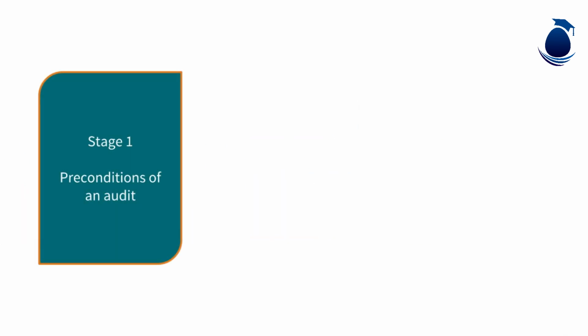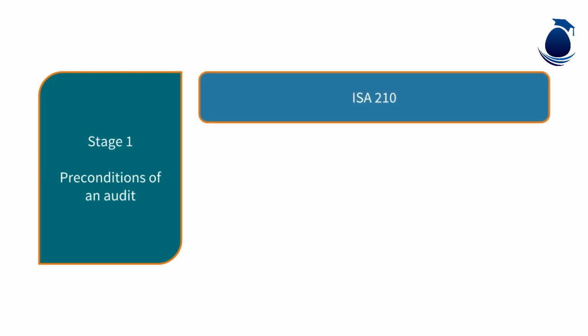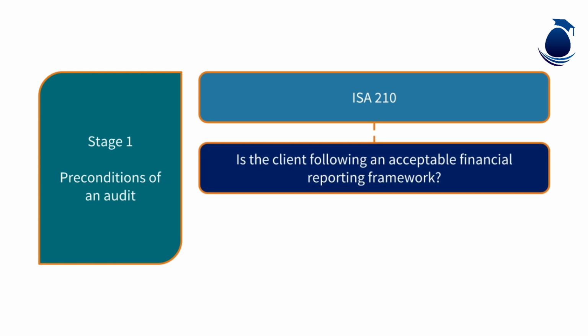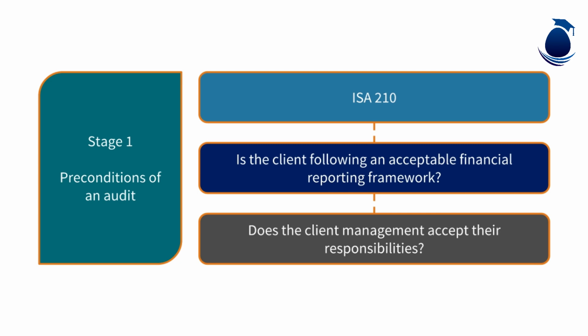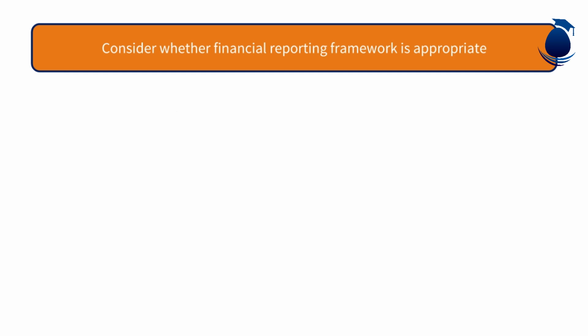Stage 1 is the preconditions of an audit. If the auditors are not satisfied with the preconditions, then the auditor should not continue any further with the audit assignment. ISA 210 tells us that the preconditions are: is the client following an acceptable financial reporting framework? And does the client management accept their responsibilities? The auditor would need to consider whether the financial reporting framework is appropriate. For example, is it consistent with previous years, as well as if it is appropriate to the organization?